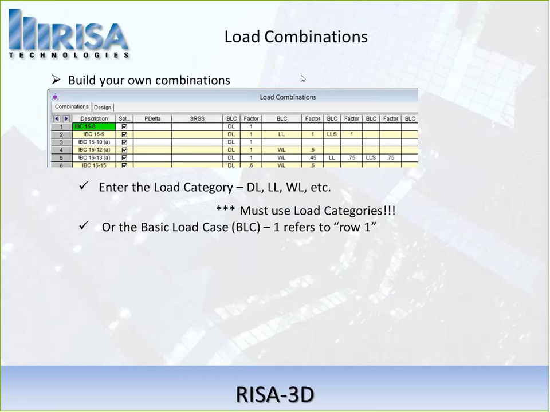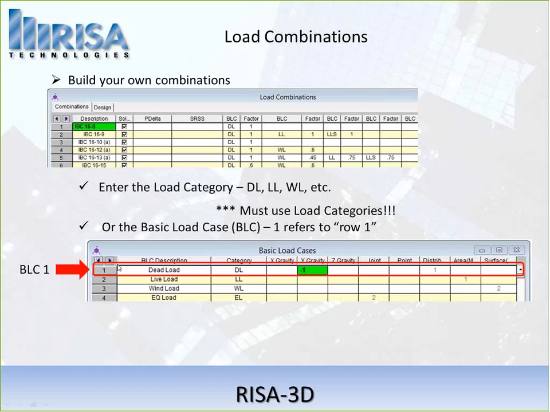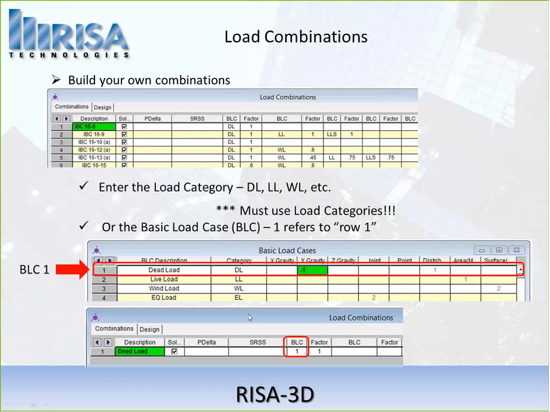But the other thing you can do is use basic load case as a row number. Instead of telling the program DL, you can just tell the program row number 1 in the basic load cases spreadsheet. So we see here basic load case 1, which is that entire row. Whatever happens on that row, we'll use that in our actual load combination. So we enter a 1 in the BLC with a factor of 1. So two different types of methods. One is to use a category, and one is just to tell the program, use that entire row of information.